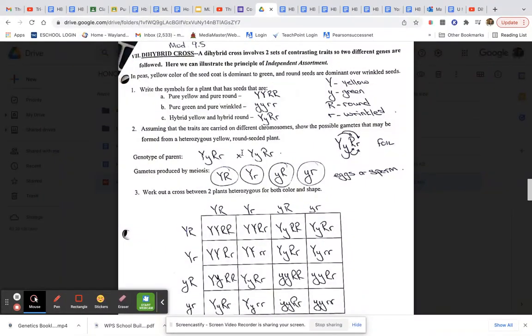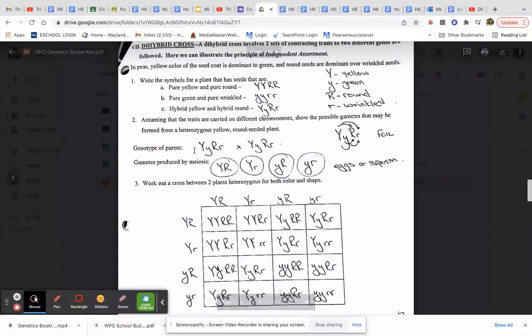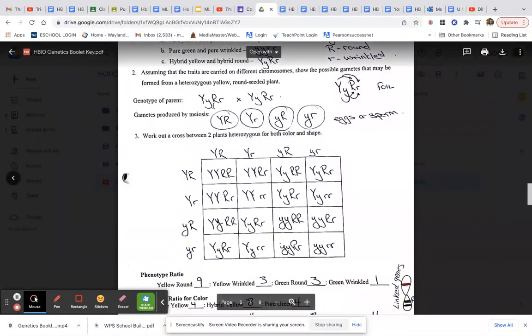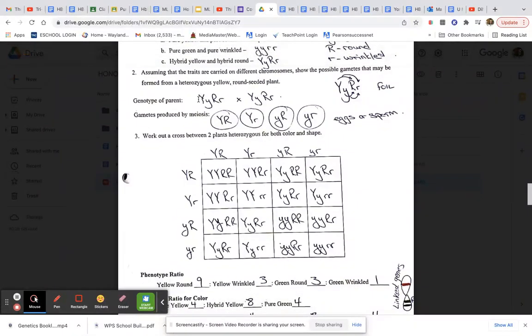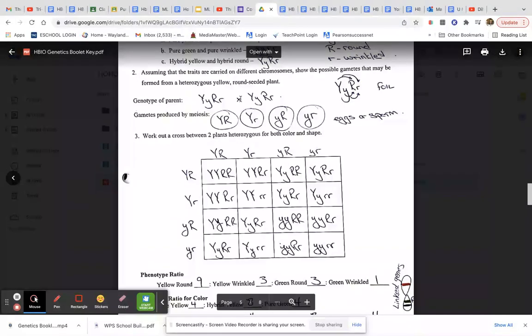So now what we're going to do is cross a heterozygous yellow, and it should say heterozygous round seeded plant. So they're both heterozygous. Okay, so here's the genotype of one parent, which is the same as the genotype of the other parent here. And what you do is you have to make sure you have one Y and one R in each gamete. You would never have, unless it was an error, two Ys in the same gamete. So this right here is what we call 2N. This is a 2N cell. It has two copies of the chromosomes. It has both homologous chromosomes in it.